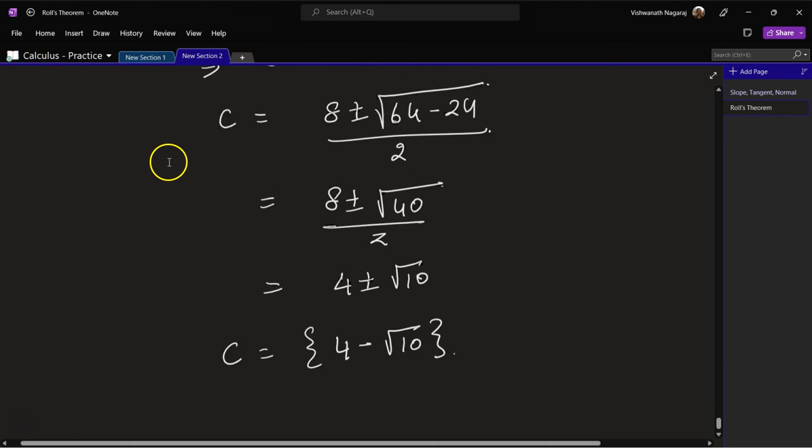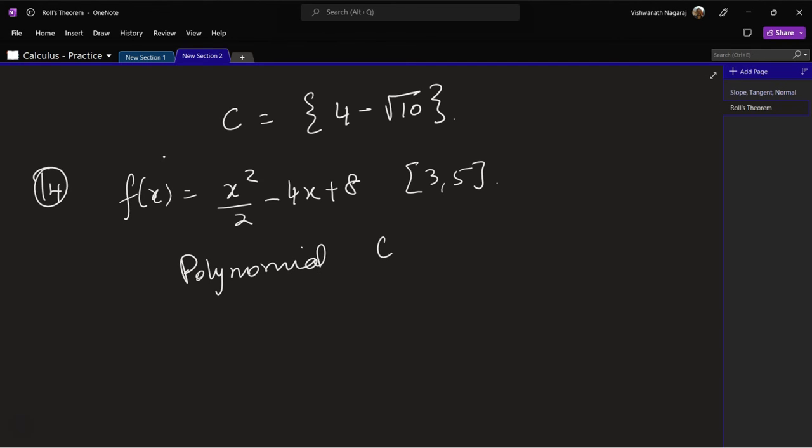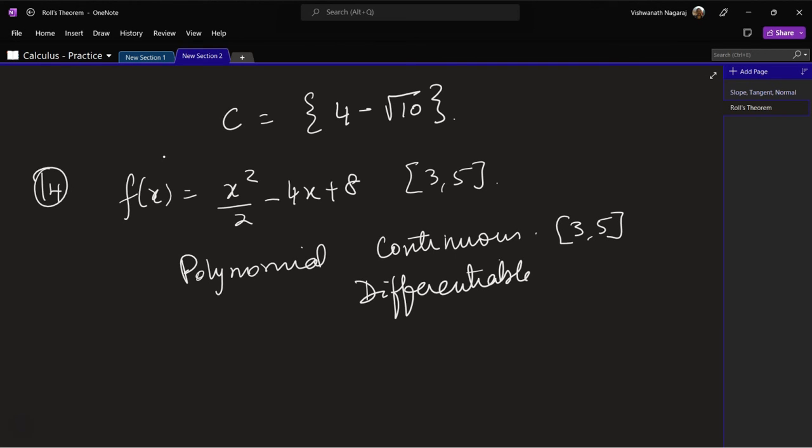Okay, 14th one. F of x is equal to x square by 2 minus 4x plus 8 in the interval 3 comma 5. It's again a polynomial. So since it is a polynomial, it is continuous and differentiable, continuous in the closed interval 3 and 5 and differentiable in the open interval 3, 5.